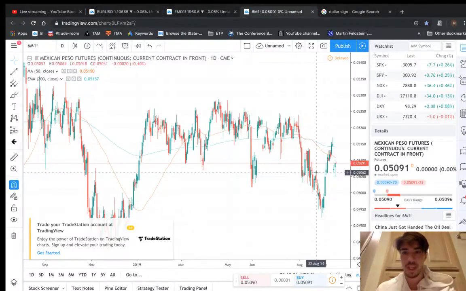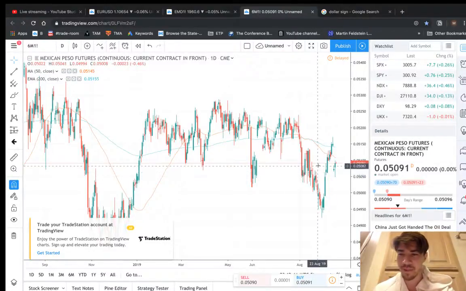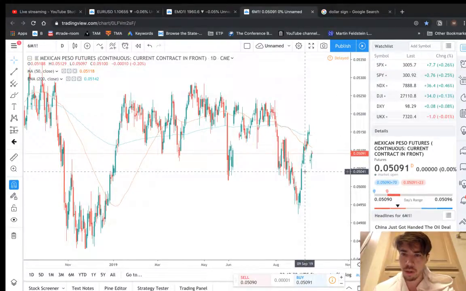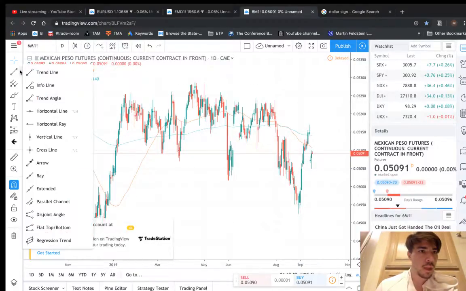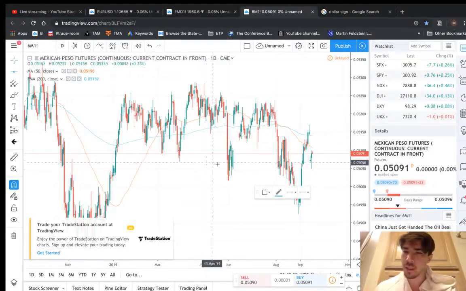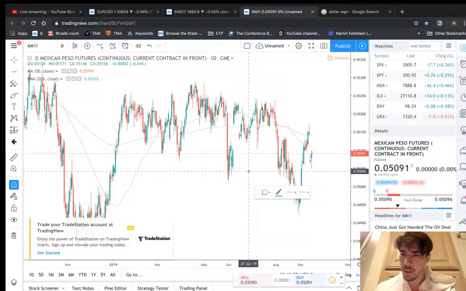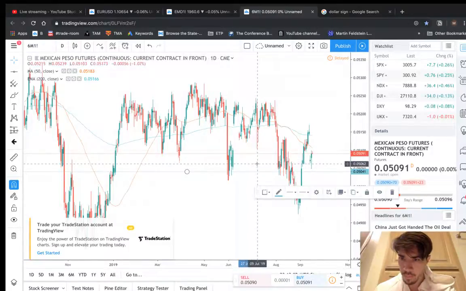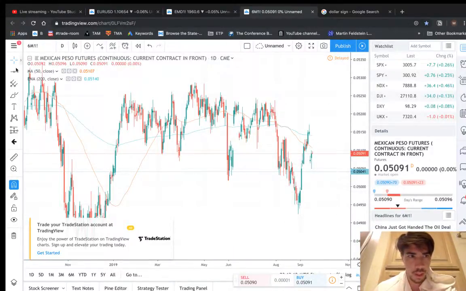Final trade, the one I'm personally most excited about, being of Mexican descent, is the Mexican Peso. So this one is a little bit of a smaller move. I'm more optimistic about this one triggering. And it's from 5041 to 506. Which is right here. And I need another line.